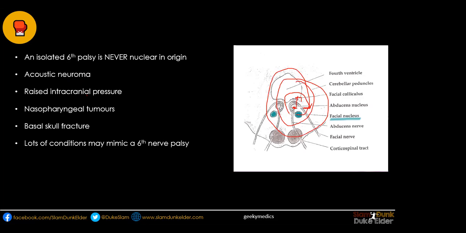Acoustic neuromas, raised intracranial pressure, nasopharyngeal tumours, and basal skull fractures where the sixth nerve exits, they can cause palsies as well. And lots of conditions can also mimic sixth nerve palsy. So myasthenia, if you've got tired rectus muscles, you can mimic a sixth nerve palsy. Also restrictive myopathies or chronic thyroid eye disease. So if we talked about last week, I think, if someone's had inactive thyroid eye disease for a long time, they can get very stiff muscles.